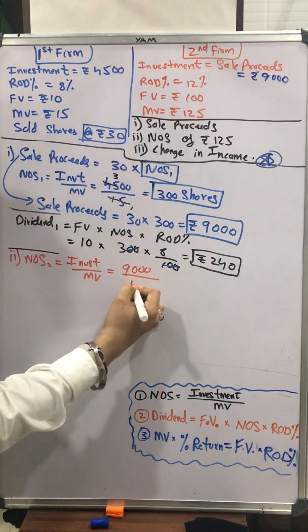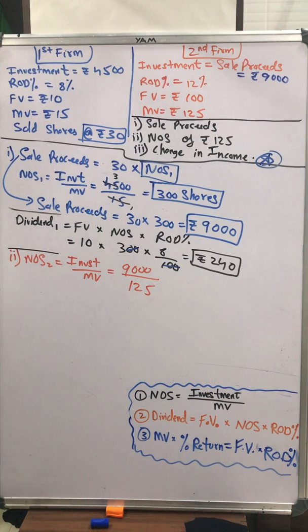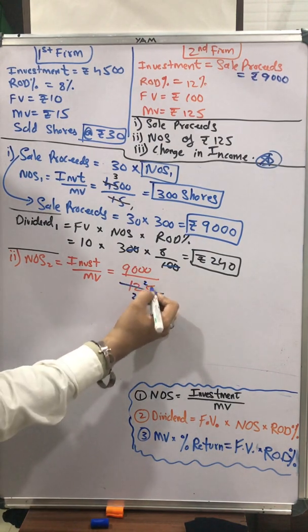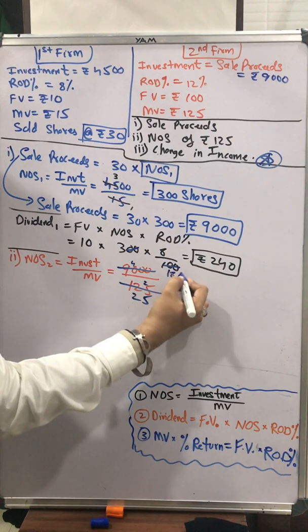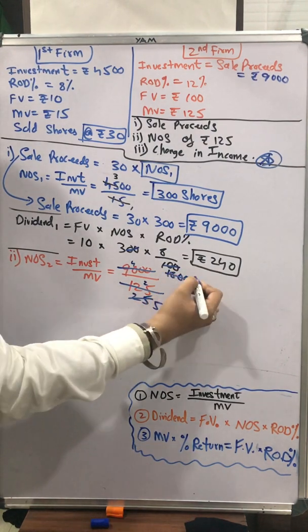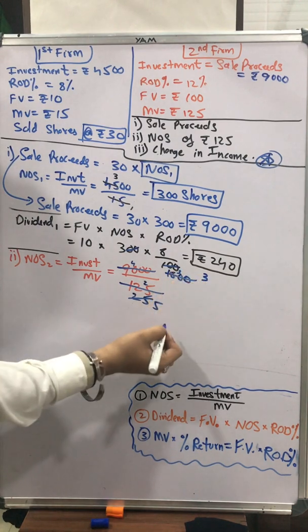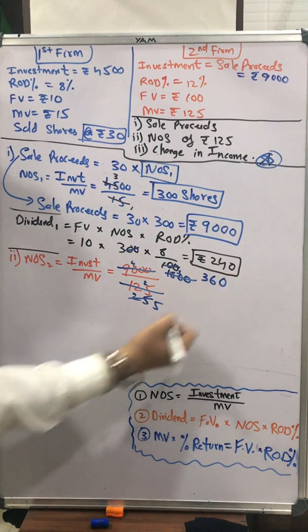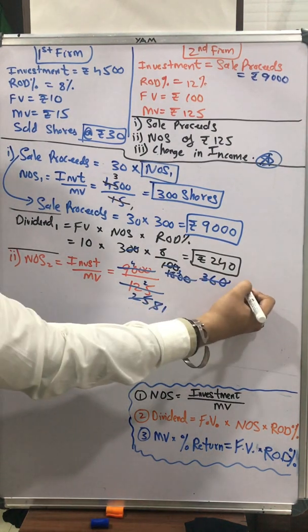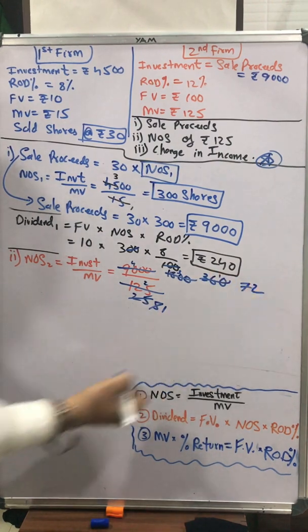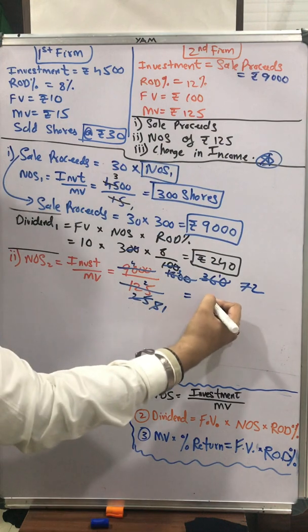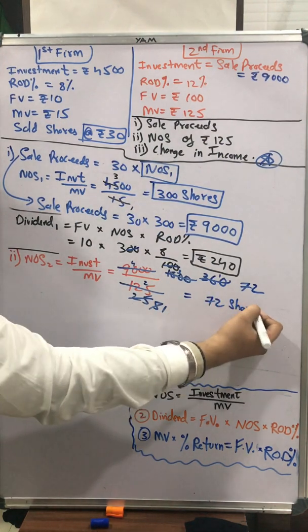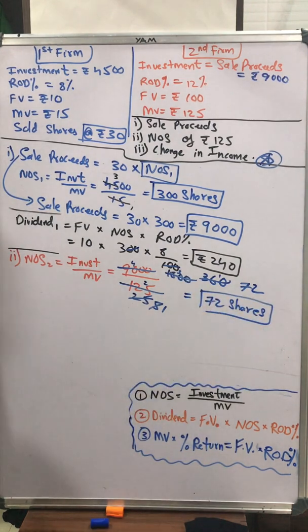Market value is 125. Now I'll do the cancellation with 5. Yes, we can do the cancellation with 5. 5 2s are 10. 5 5s are 25. 5 1s are 5. Carry over 4. 5 8s are 40. And 2 zeros over here. 5 5s are 25. 5 3s are 15. The 3 is remaining. 5 6s are 30. And 0 over here. One more 5. So 5 1s are 5, 7s are 35. 5 2s are 10. Okay. So totally the number of shares of the second firm that is selling at rupees 125 is 72. Number of shares are 72 shares of the second firm.